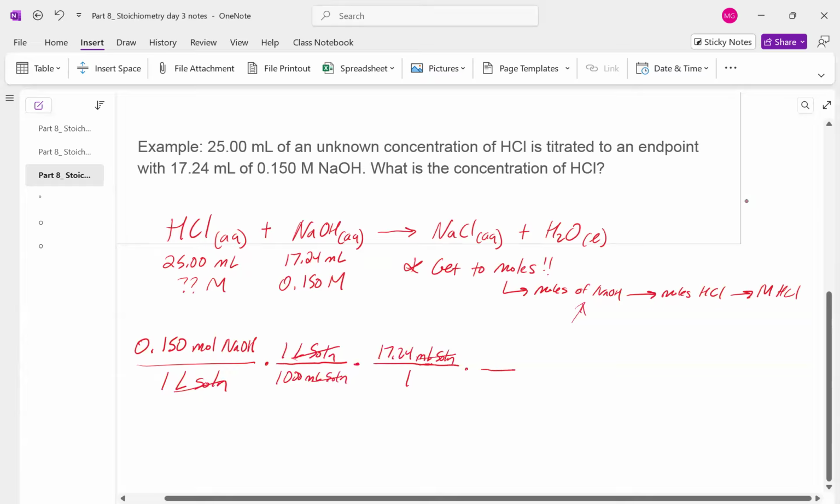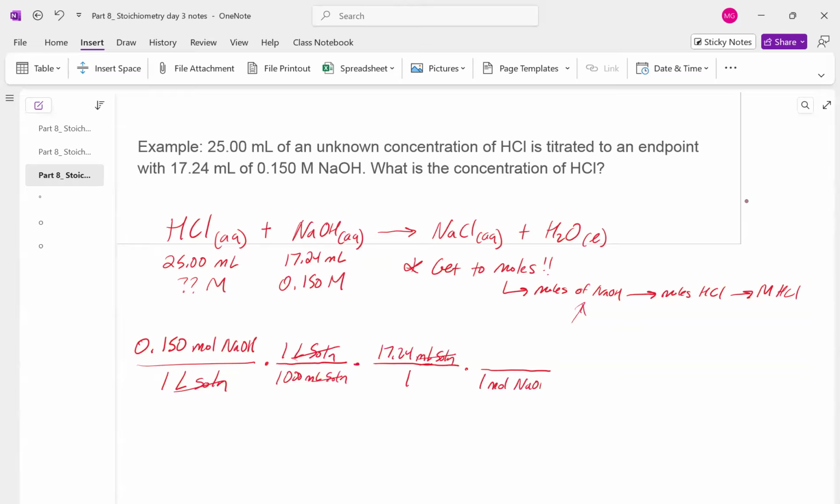Well, I'm going to use the balanced equation. The balanced equation says that 1 mole of NaOH is required to react with 1 mole of HCl. Those are the coefficients from the balanced equation. And so now if you look, I'm here at moles of HCl. All right. Well, how do I get to molarity? Well, I know that molarity is moles per liter. I already have moles on top, so I got to get to liters on the bottom, but I'm given 25 milliliters of that HCl solution.